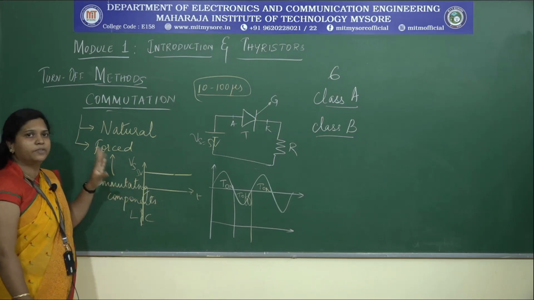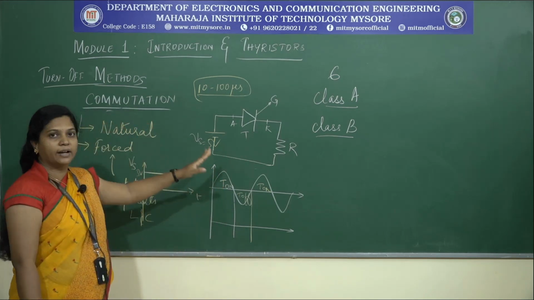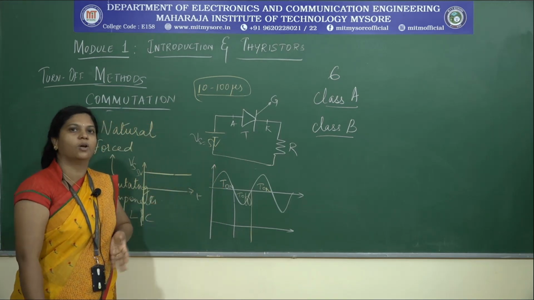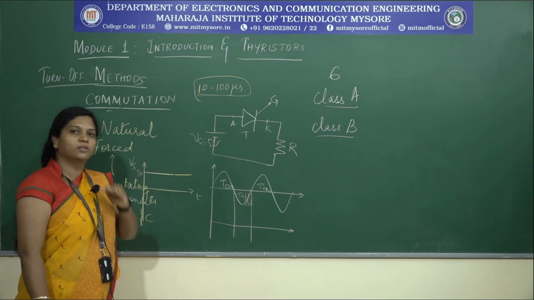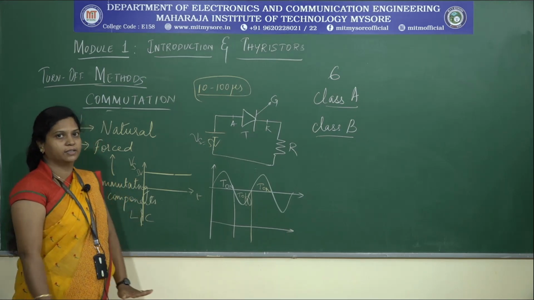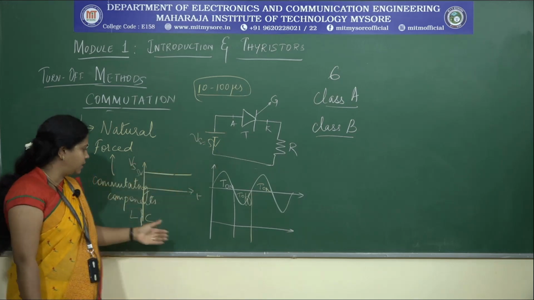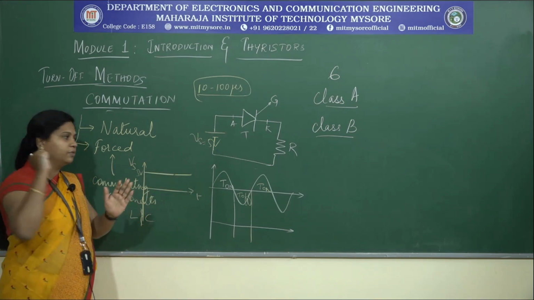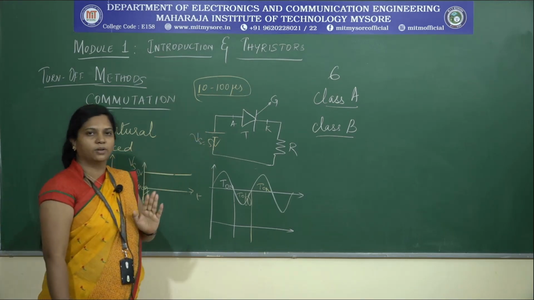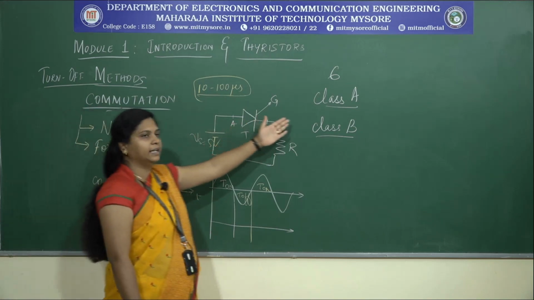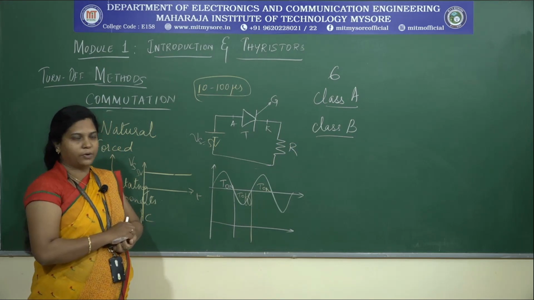So what is the aim of this forced commutation circuit? Two important things should be kept in mind. The anode current should be 0, or in other words, the anode current must go below the latching current. Okay, in that case the thyristor can go off. So using these commutating components, we have to force the thyristor to go to a 0 condition. Now we will see in detail about class A and class B type of commutation.